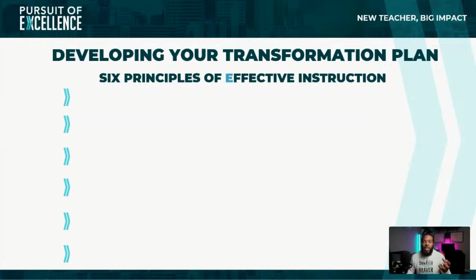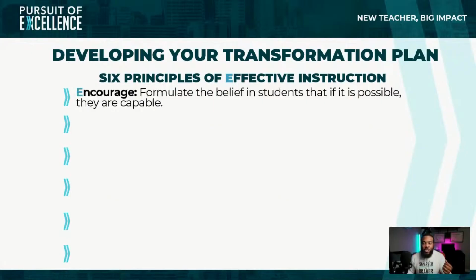So here we go. The first thing that I realized that all highly effective teachers were able to do was that they can encourage their students. What does that mean? It means that they formulate a belief in students that if it is possible, they are capable. I'm sure we realize that students won't be able to do the work that we set before them unless they believe that the work we set before them is doable, right?